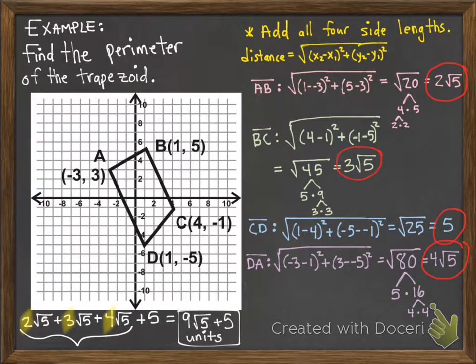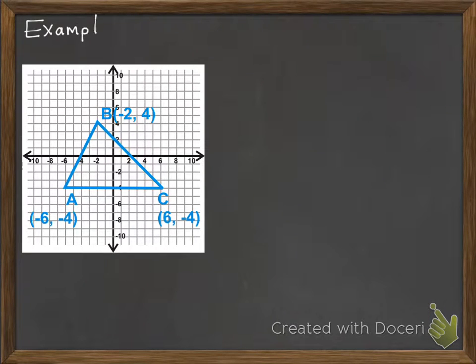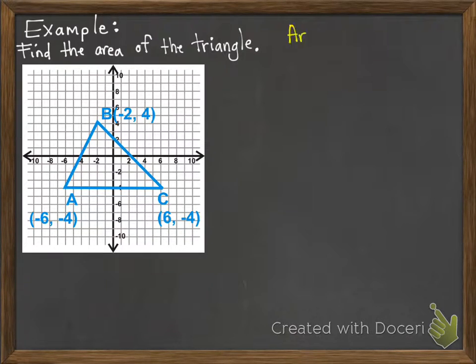Now let's see an example with area. For this example, we want to find the area of the triangle shown on the graph. We have the points A, B, and C with the coordinates listed. Remember, for the area of a triangle, it's 1/2 times the base times the height. Now it's very important that you look at your triangle carefully. Sometimes they can be rotated.